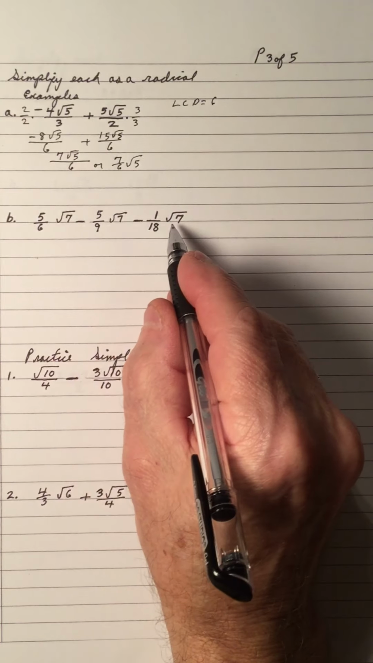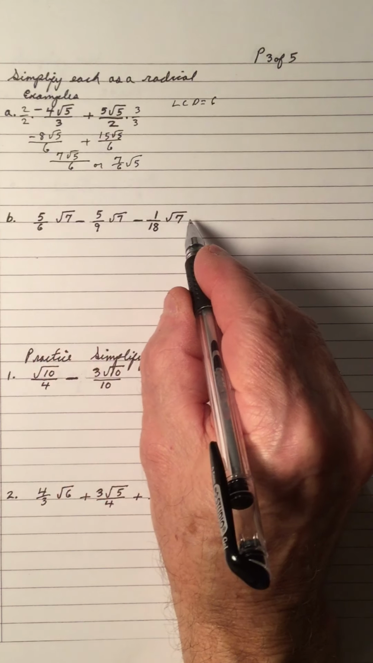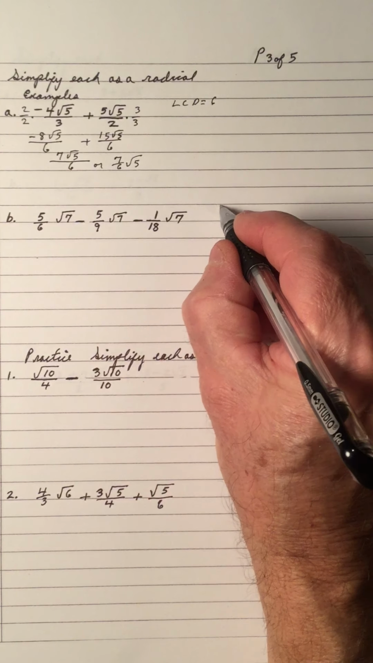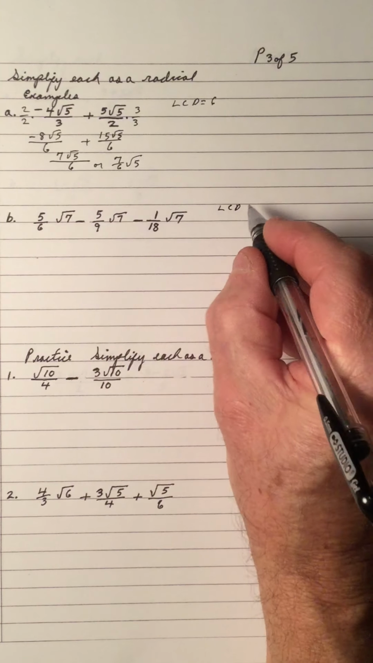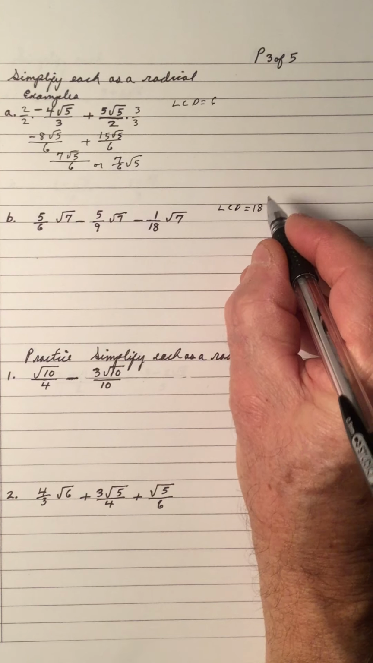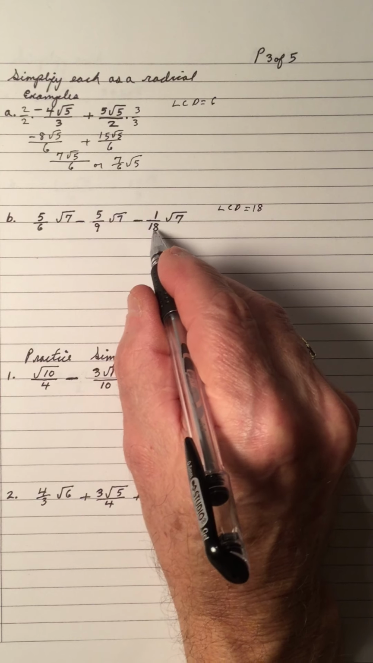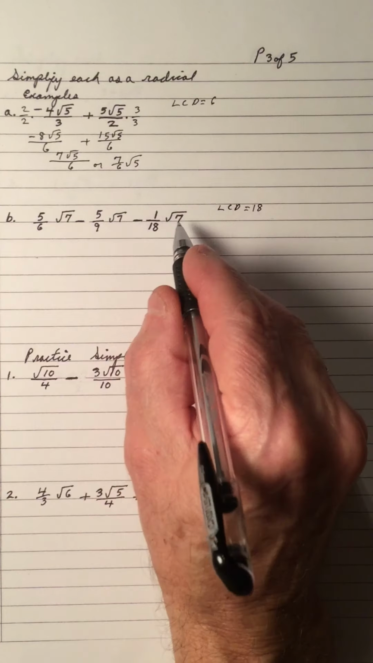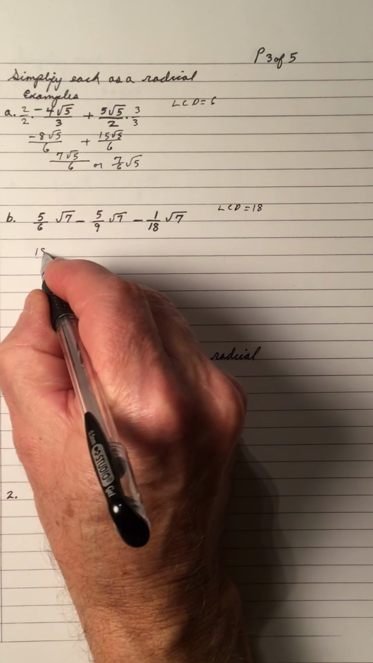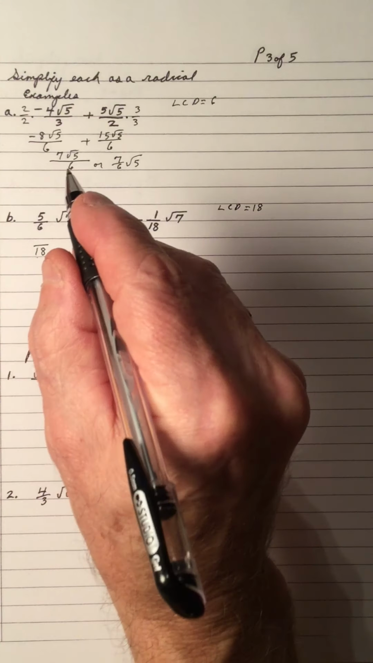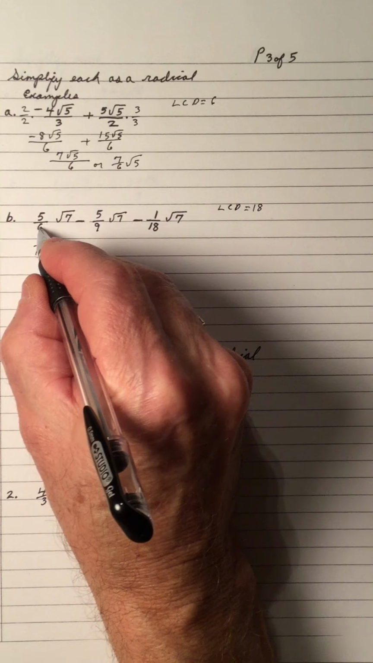B, no double negatives. All radicals are the same, so we can add, but the LCD for 6, 9, and 18 is 18. 18 is the denominator that 6 will divide into, 9 will divide into. So we go with 18. So another way, and I'll do it this way now.